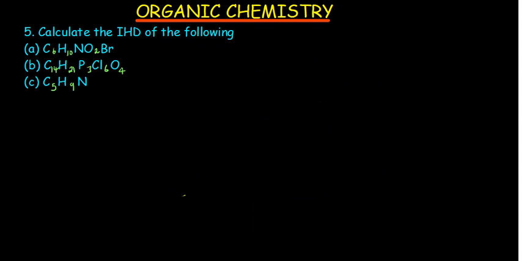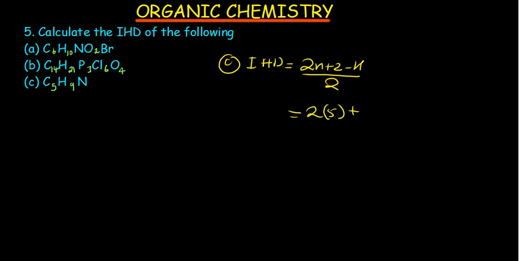And how about C? So IHD is given by 2N plus 2 minus H divided by 2, and this would be 2N, there are 5 carbons there, plus 2 minus the hydrogens, there are 9, and then we have got a nitrogen, it always subtracts, minus a 1 divided by a 2. So 9 minus 1, that's 8. 2 times 5, that's a 10, plus 2, 12, minus 8, that is a 4 over 2. That is going to give us a 2.